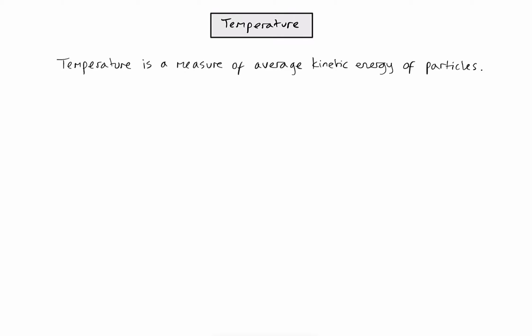Also important to note, the word average is in there because actually in any given substance there will be a range of kinetic energy throughout my particles. Now what's important about this is that if I talk about temperature on the Kelvin scale, then the kinetic energy of the particles is directly proportional to that temperature.